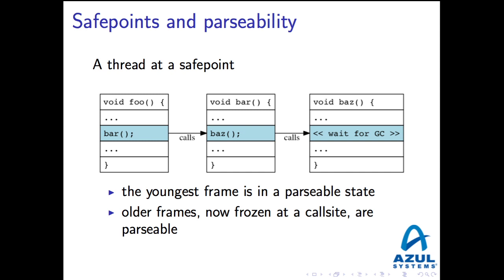What we try to do here is make the youngest frame parseable by the GC at whatever point it is that it's waiting for the GC. And we make older frames parseable at call sites. So if we impose the invariant that all frames are parseable at practically all call sites, and also at the points where they wait for the GC to kick in, the GC can then walk the stack frame by frame and parse it frame by frame.